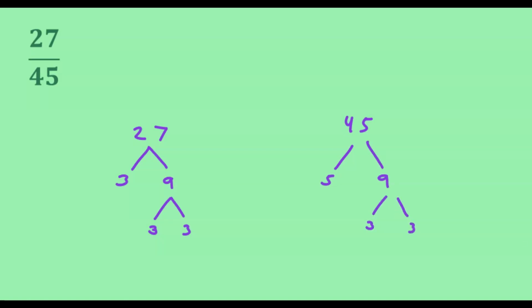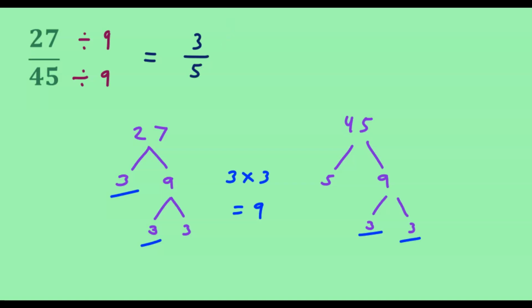So let us look for the common factors. We have one 3 over here and another 3. So our GCF is 3 times 3, which is equal to 9. So let us divide the numerator by 9, and let us divide the denominator by 9. Now 27 divided by 9 is equal to 3, and 45 divided by 9 is equal to 5. So this is our required simplified fraction. It is 3 divided by 5.